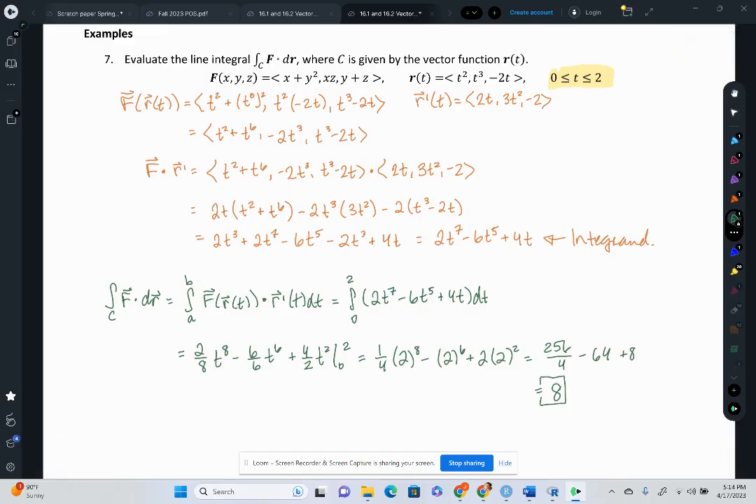We don't know the units. It could be joules or something like that, but we don't have any of our units. Okay, so right now we would say that this is just kind of abstract. We calculated a line integral of a vector field.